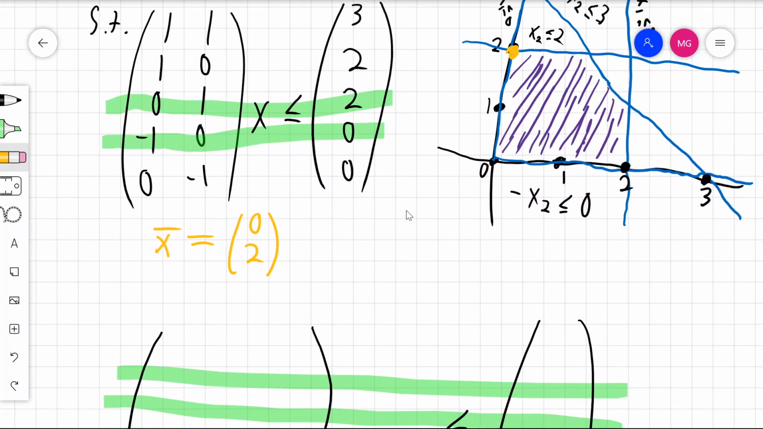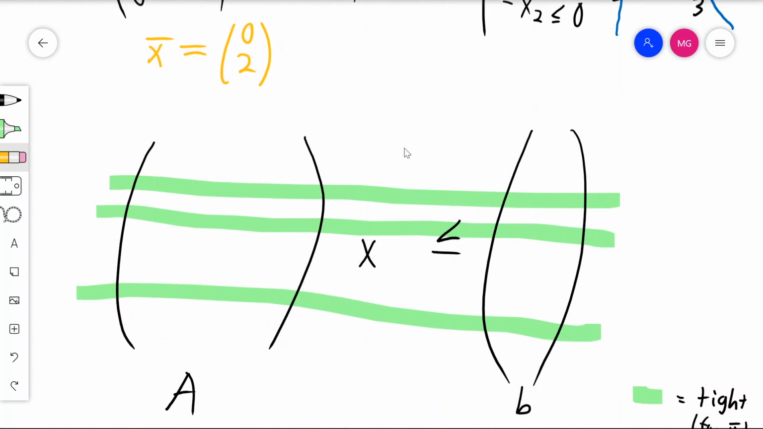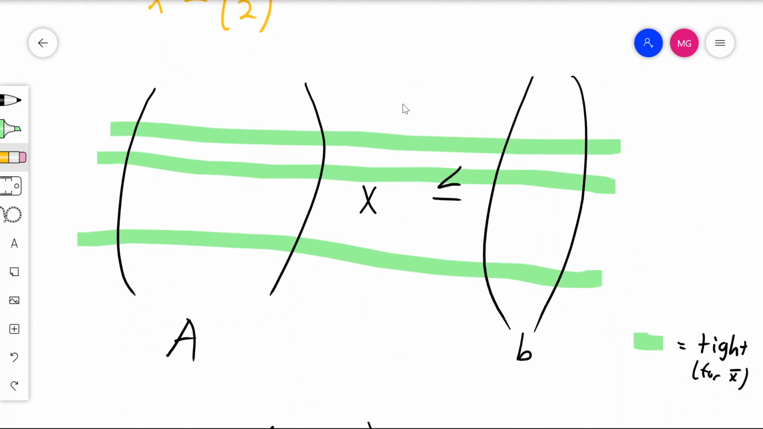That's really all that's going on there. That's the entire idea. So in general, you give me the system Ax less than or equal to b, and you give me a point x bar, and I'll highlight the tight constraints. I have to know x bar, and then I look at the ones that hold with exact equality, and it's those particular constraints that get highlighted in green. They're tight.